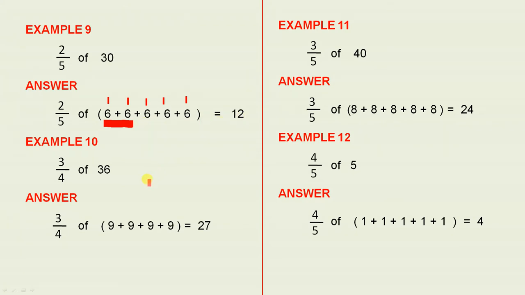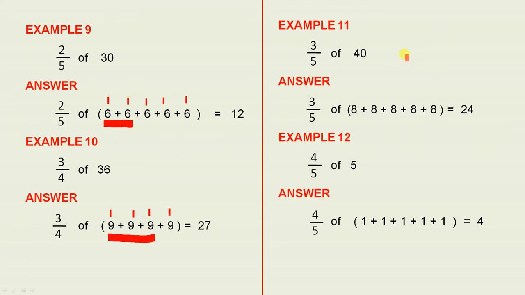Example 10, 3/4 of 36. The 4 tells us that we are interested in four groups. 1, 2, 3, 4. The 3 tells us that we are looking at only three of those groups. 9, 18, 27. So 3/4 of 36 is 27.